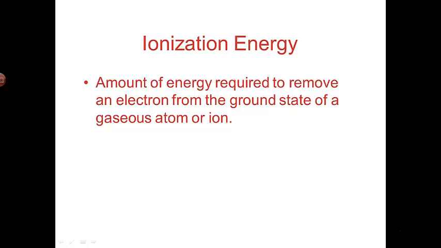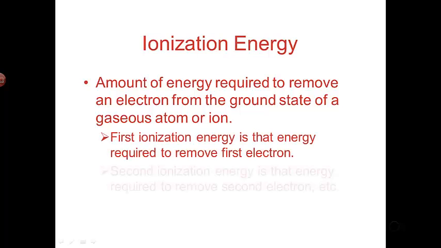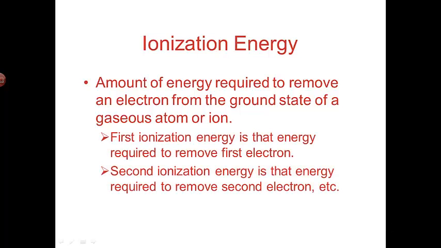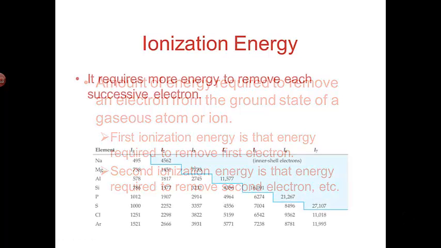Ionization energy is the amount of energy required to remove an electron from an atom or an ion. And you'll see this referred to as first ionization energy, second ionization energy, third ionization energy, and that's just talking about removing electrons from the same atom. So the first ionization energy is going to be the outermost electron. The second ionization energy would be the next one in. The third ionization energy would be the next one in, and so forth.